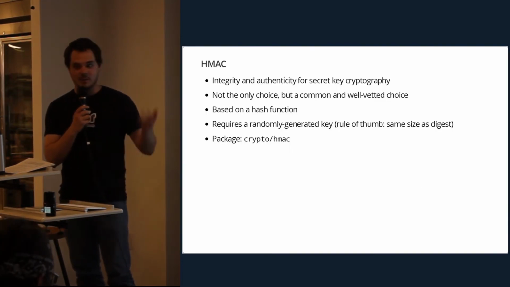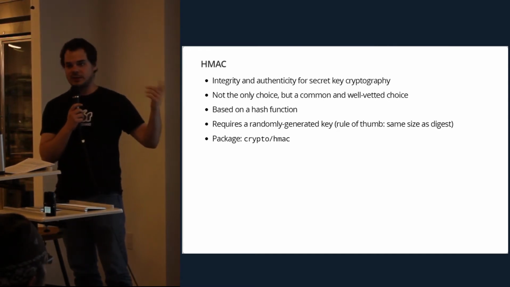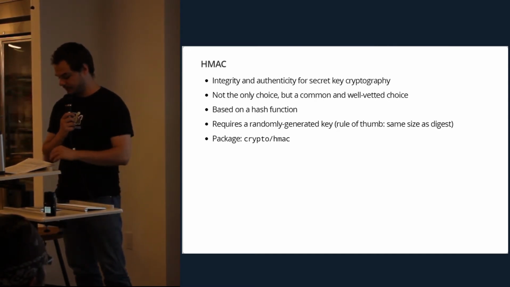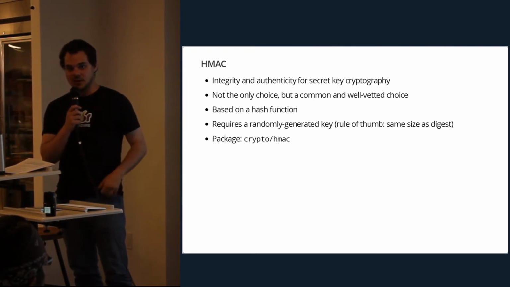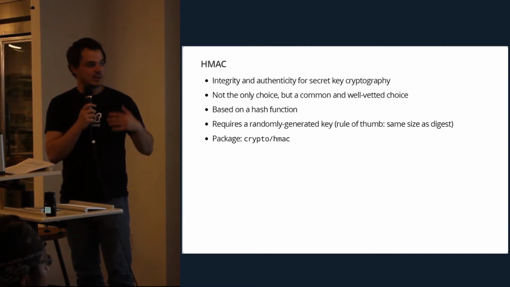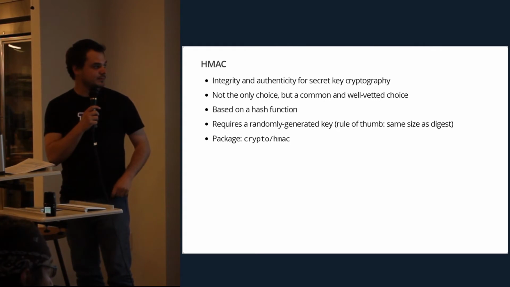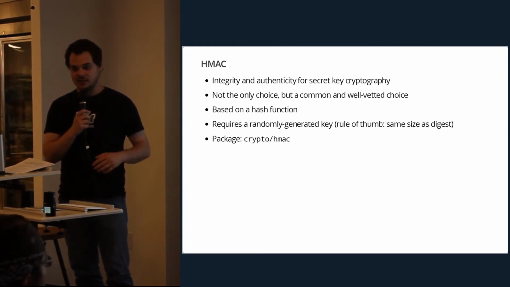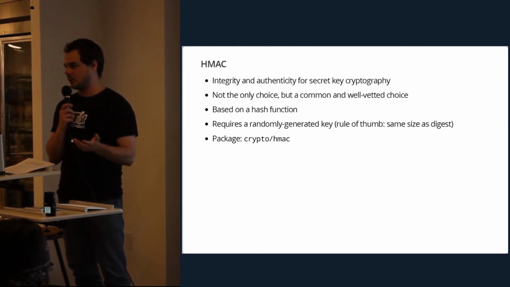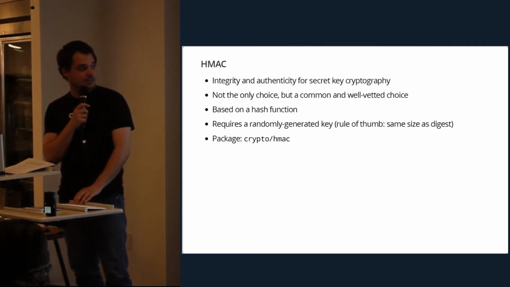So HMAC, when we're doing secret key stuff, or symmetric cryptography, this is what we use for integrity and authentication. There's other ways to do this, but this is well vetted. It's a well-known way to do it. And the package for doing this in Go is really easy to use. So you can use this, and that'll give you a strong foundation to build on. It is based on a hash function, so we use it in conjunction with maybe SHA-256. And you need to randomly generate a key for this, or get a key some other way.